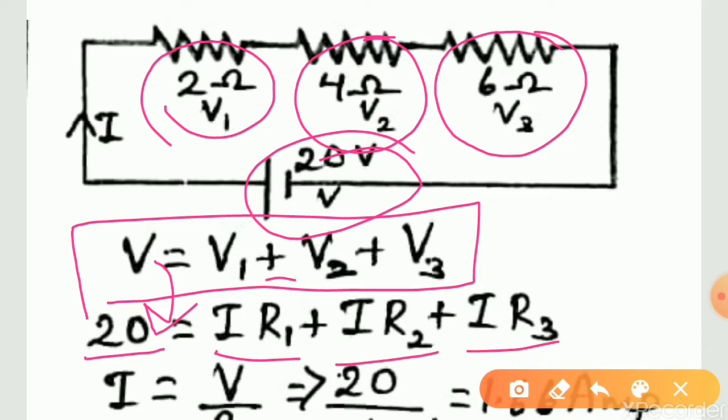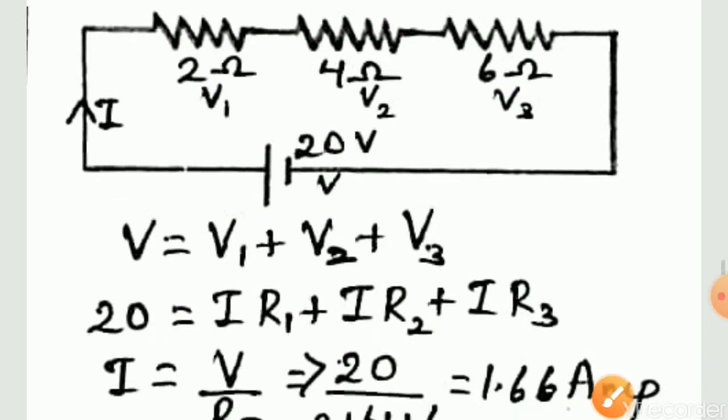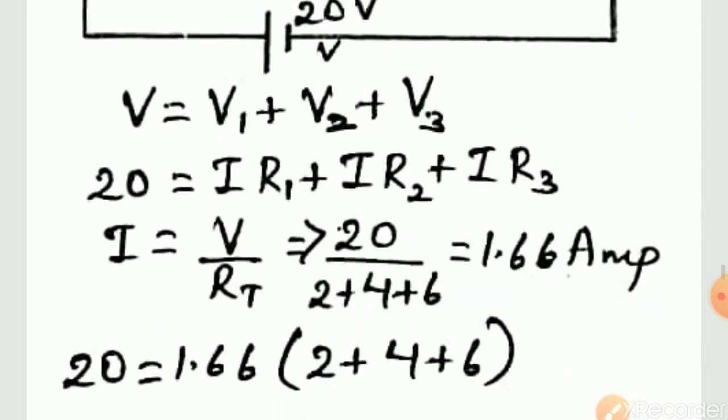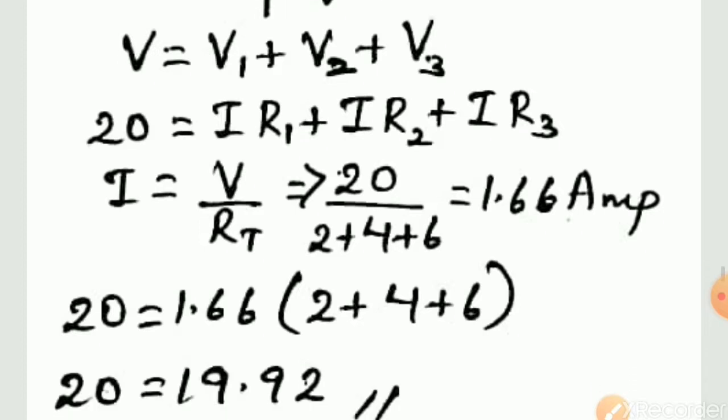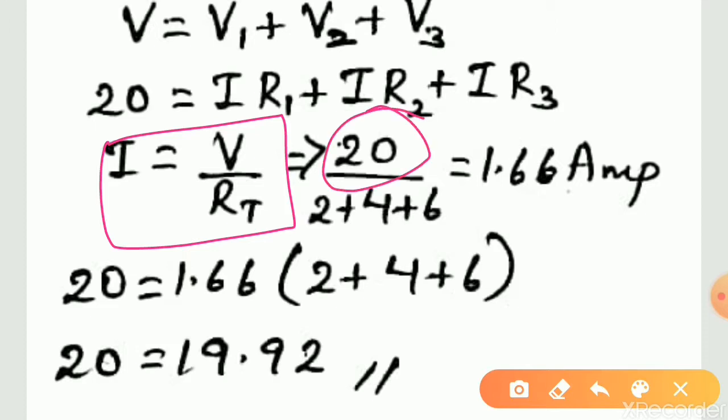We know the values of resistors R1, R2, R3 as 2 ohm, 4 ohm and 6 ohm. We need to find the value of current I flowing through the circuit. From Ohm's law, we know that I is equal to V by total resistance RT, with V of 20 volt, and R total is the summation of the resistors of 2 ohm, 4 ohm and 6 ohm.